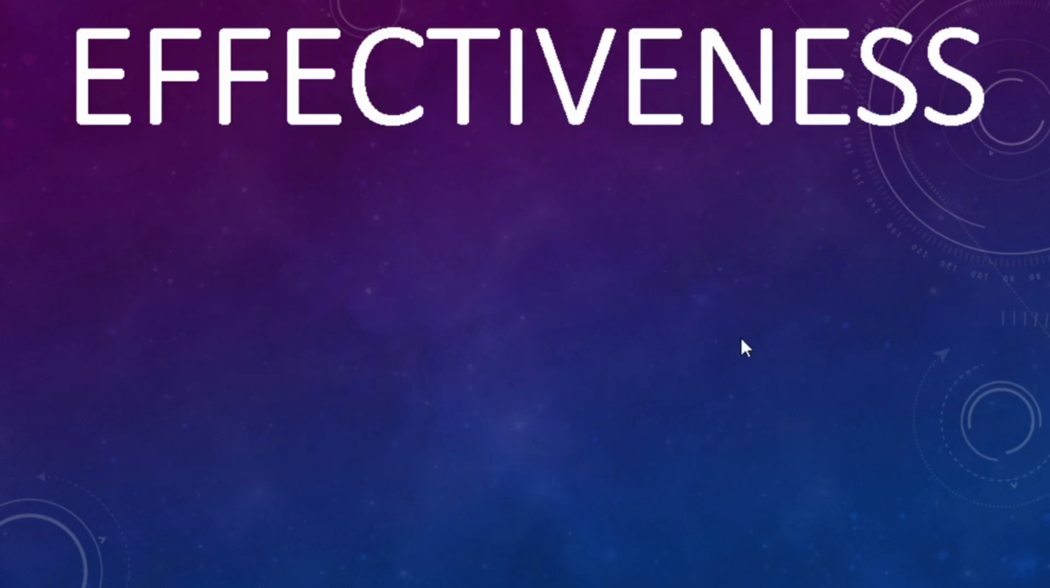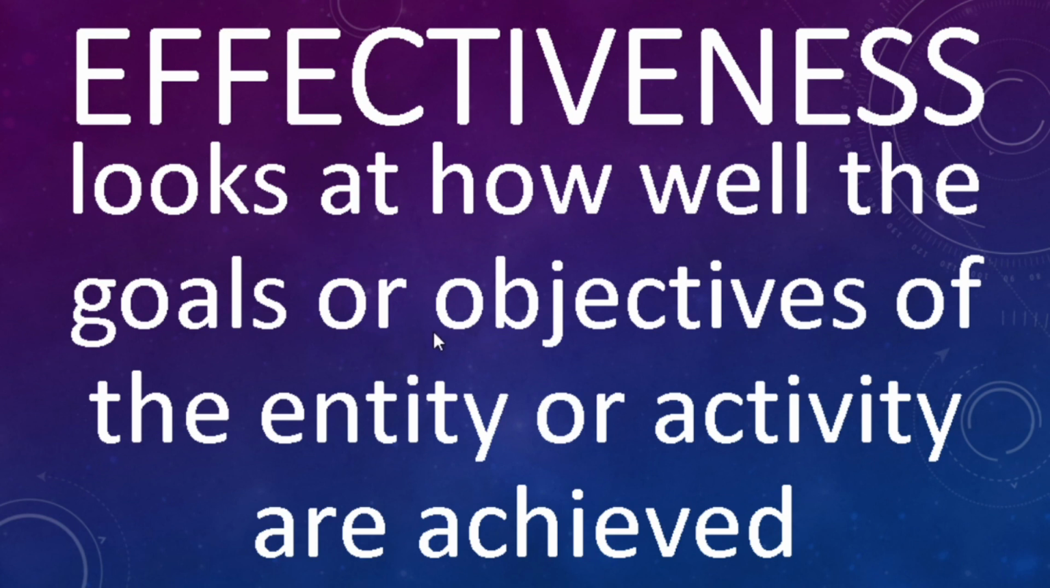Next is, how about effectiveness? Kung efficiency is you will use the resources wisely, si effectiveness naman is looks at how well the goals or objectives of the entity or activity are achieved. Kapag meron kayong isang ginawa na particular, halimbawa project, tapos na-achieve yung gusto nyong mangyari, yung objective ng particular activity na yon, ibig sabihin, effective yung system na ginamit nyo doon.